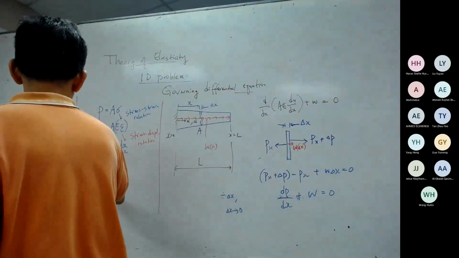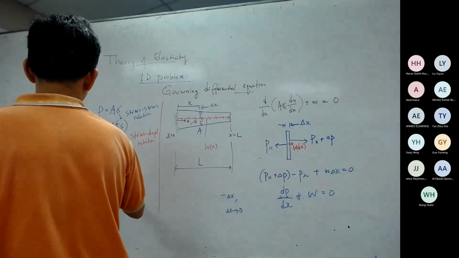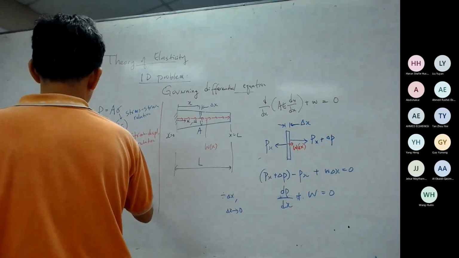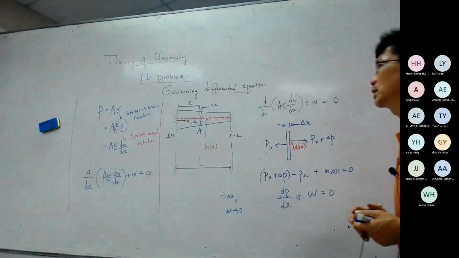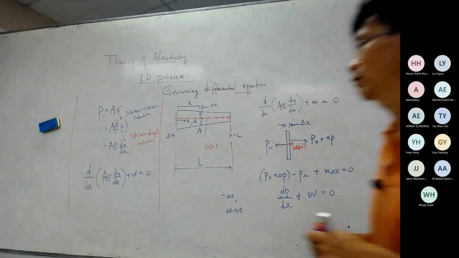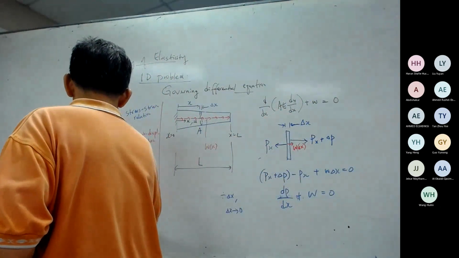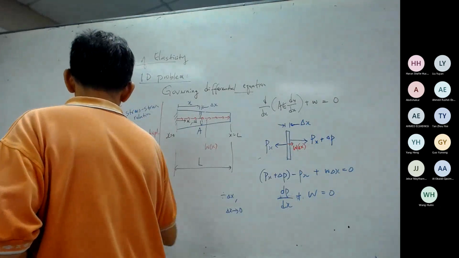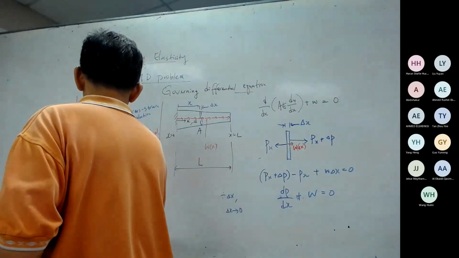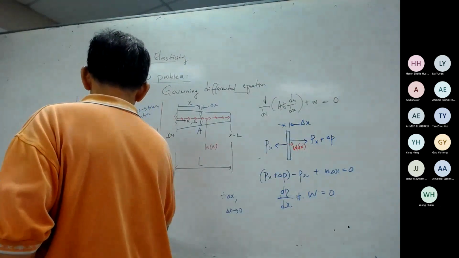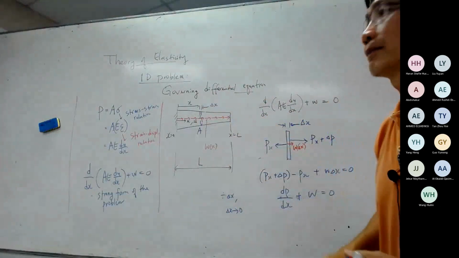So finally we get d over dx of AE du dx, plus W equal to 0. So this is the governing differential equation or the strong form. Okay, this is a strong form or the governing strong form of the problem, or the governing differential equations, where it is derived considering one small part here.